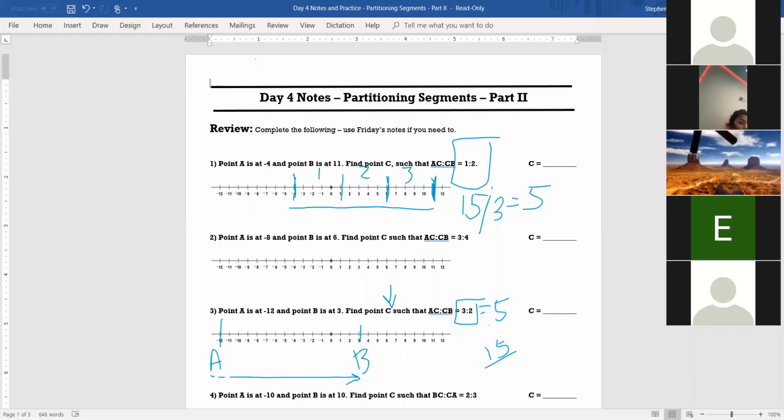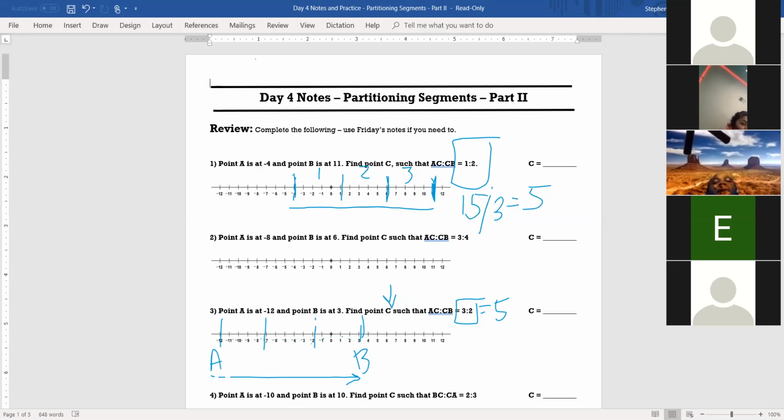Let's just count them out and show where it's going to be, so that we're not confused. So there's 15 moves. 1, 2, 3, 4, 5. Here's one partition. 1, 2, 3, 4, 5. Here's another partition. 1, 2, 3, 4, 5.